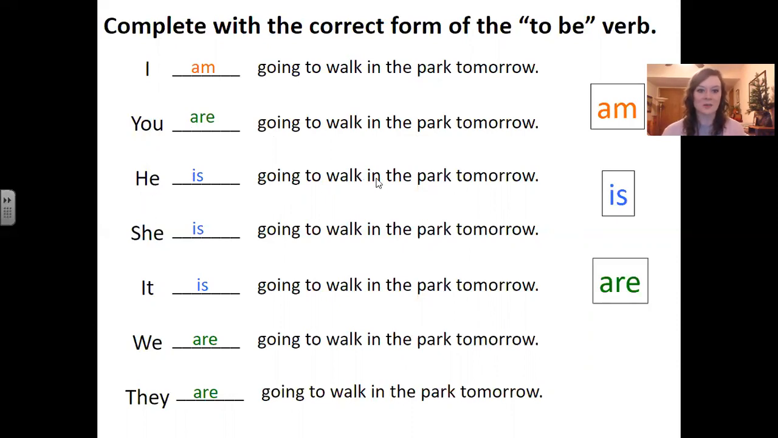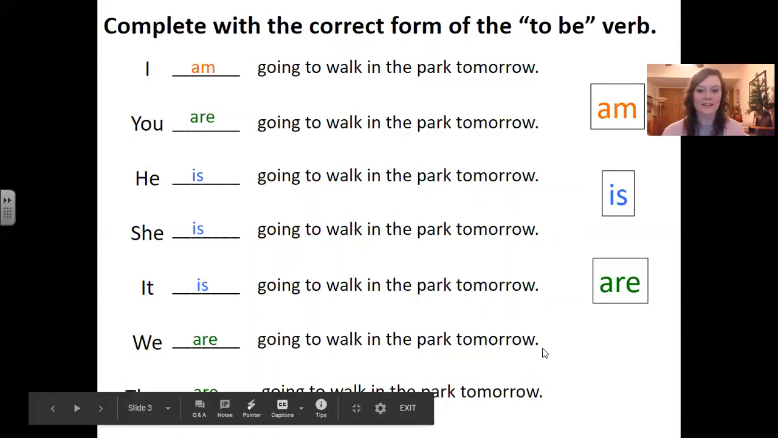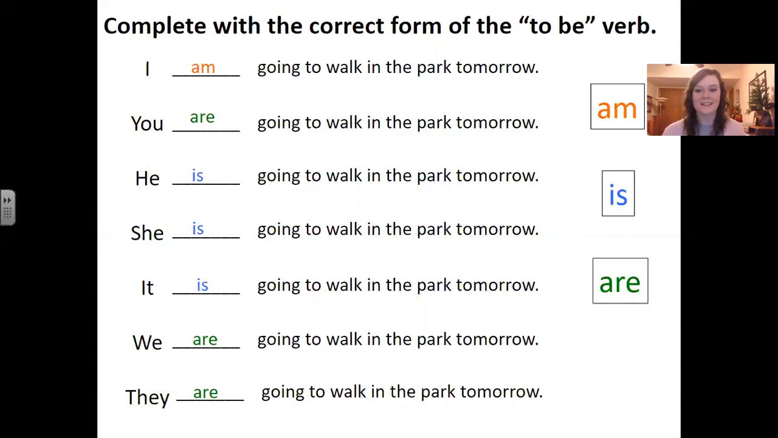He is going to walk in the park tomorrow. She is going to walk in the park tomorrow. It, maybe the dog, is going to walk in the park tomorrow. So for he, she, and it, we use is. We are going to walk in the park tomorrow. They are going to walk in the park tomorrow. So for we and they, we need are. So that's a little review with the to be verb. We need to know the to be verb to help us use going to for the future.